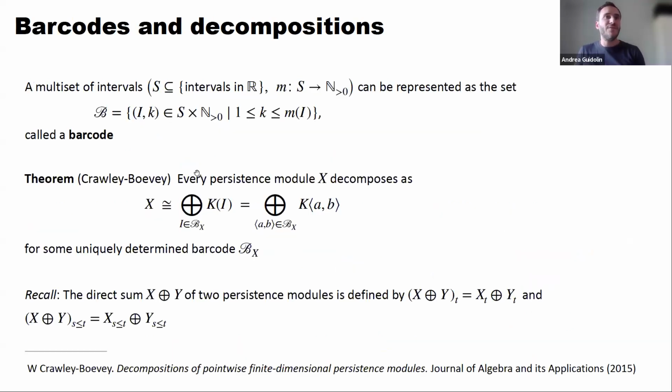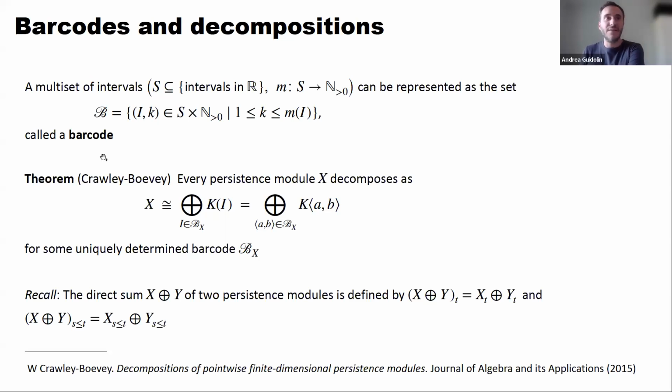More preliminaries: a multiset of intervals is a subset S of intervals of the real line together with a function defined on this subset S to the positive natural numbers. It can be represented as just a set where we are considering many copies of an interval according to their multiplicity. And we call this set a barcode.